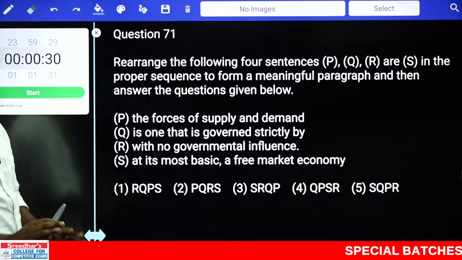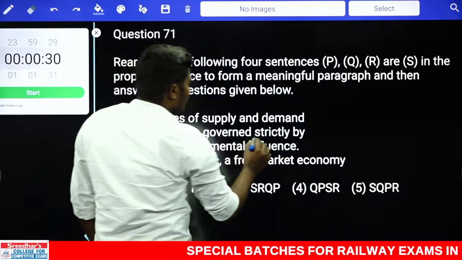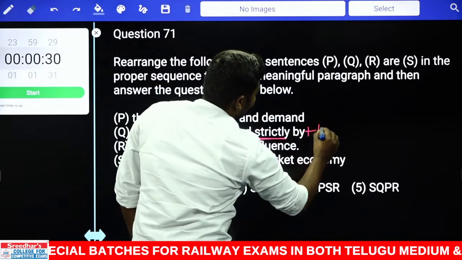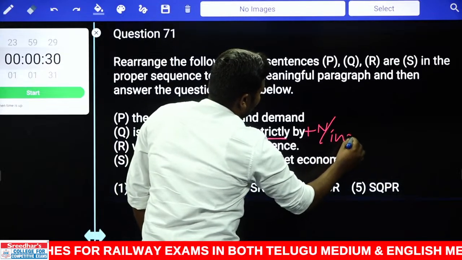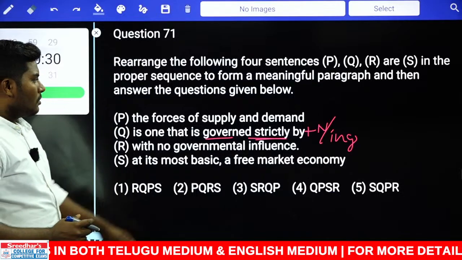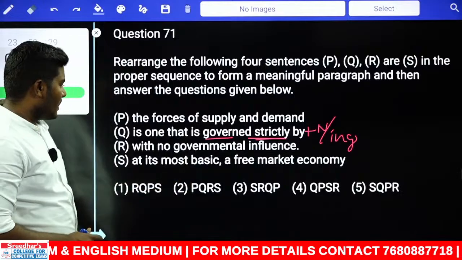Now let us learn some points here. Point number 1: "governed strictly by" must be followed by a noun or an -ing form. This is one rule which you have to learn. Of course, we know the rule, no problem. So "strictly governed by the forces of supply and demand" is one case we can learn very easily.